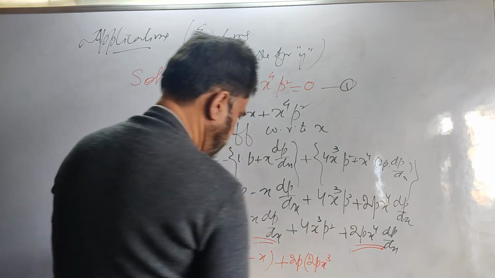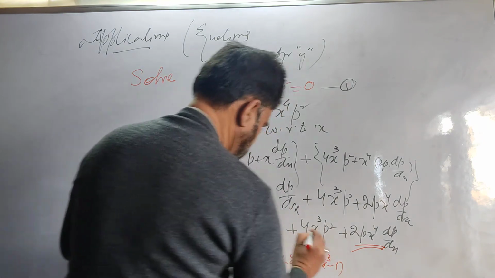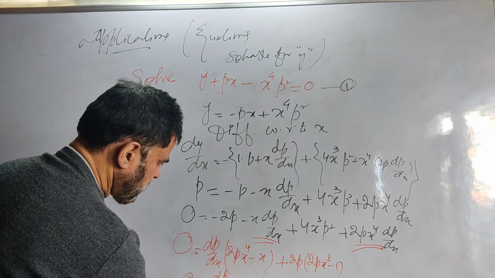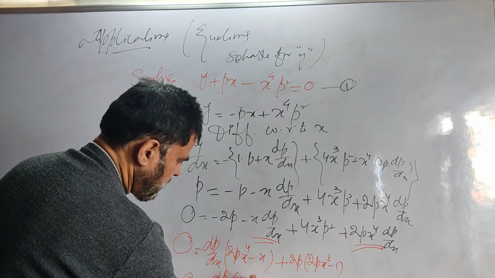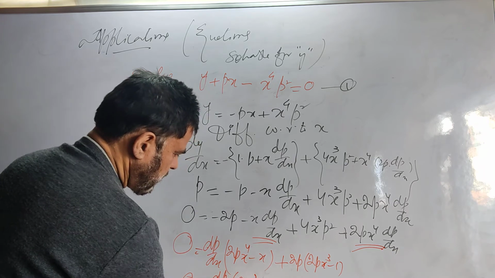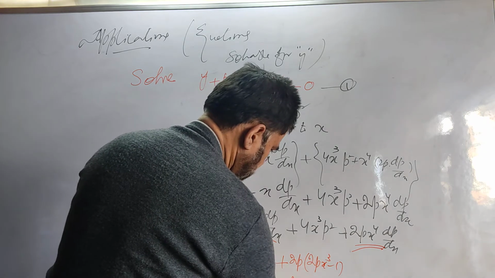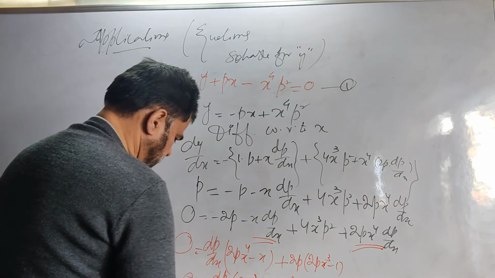2p is common, minus 1. Let us see. This is 0 is equal to dp by dx, x common. It is 2p x cube minus 1, 2p x cube minus 1. It is plus 2p, again 2p x cube minus 1. You see what happens.